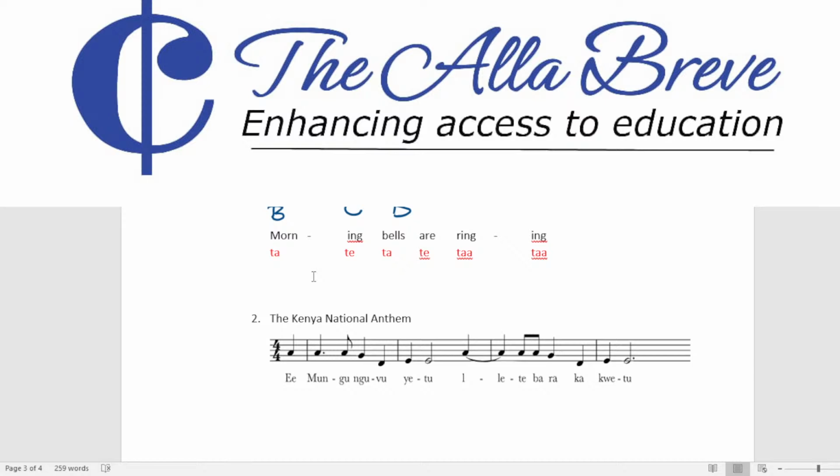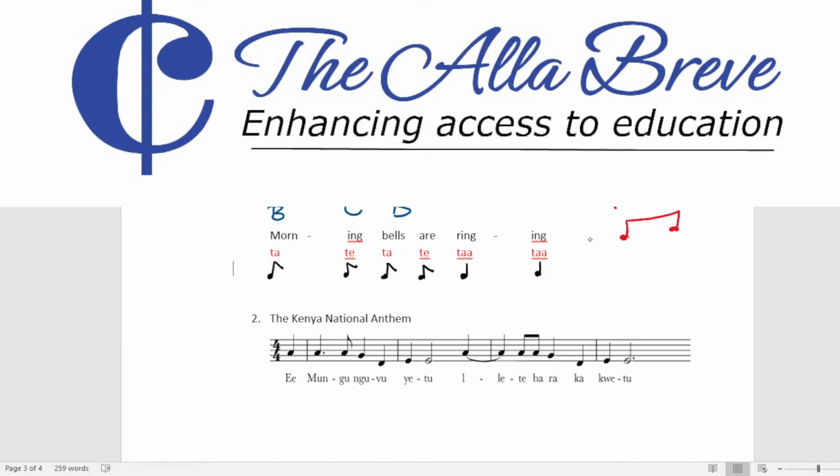Please note that the word has been spaced for you to be able to see clearly, but "morning bells" for "ta-te". Once they are closed, this is how they are drawn, introducing the beam, which I introduced and explained earlier on.